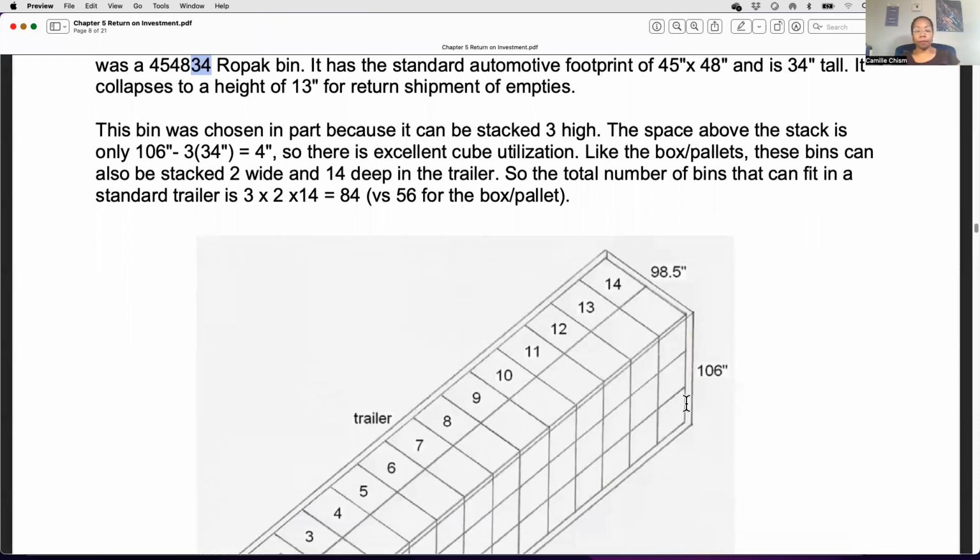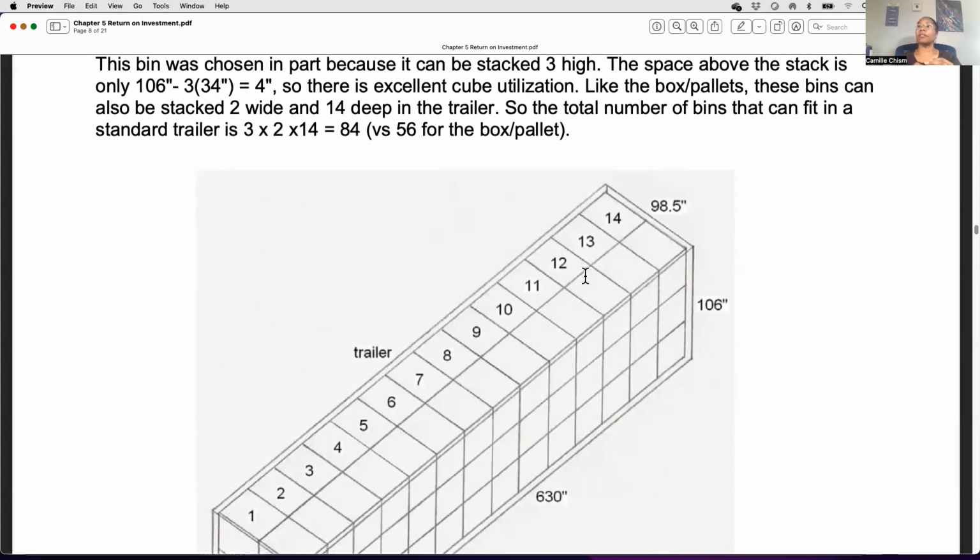So let me do this again. 34 times 3 is 102. So you get 106 inches minus 102 inches, which would be this plus this plus this. You get 4 inches. So you've almost filled this trailer completely. It fits very, very well. And you still have 4 inches of clearance, which is not a lot, but it's enough for the fork truck driver, so you don't have to worry about damage or anything like that. Good drivers don't have an issue with that at all.